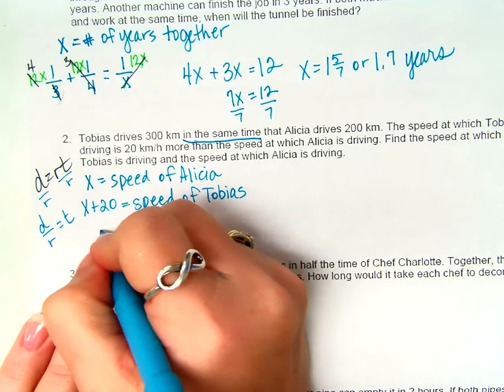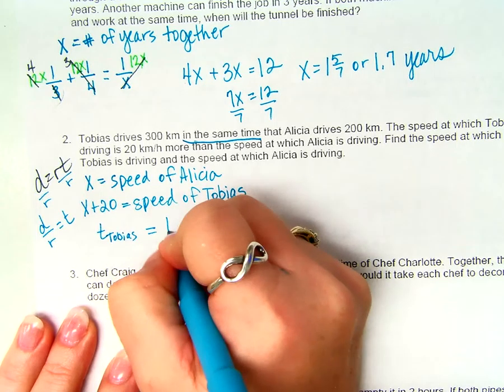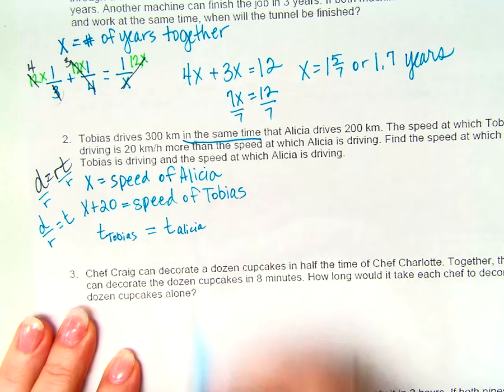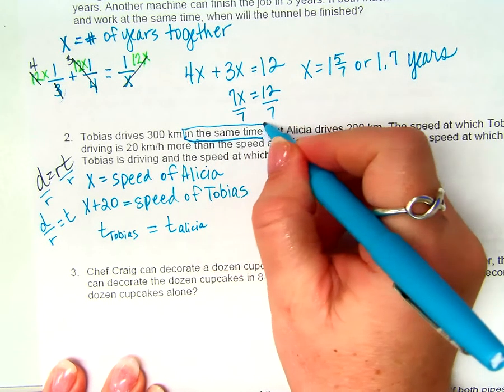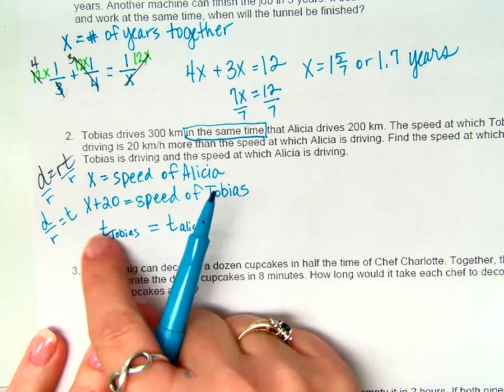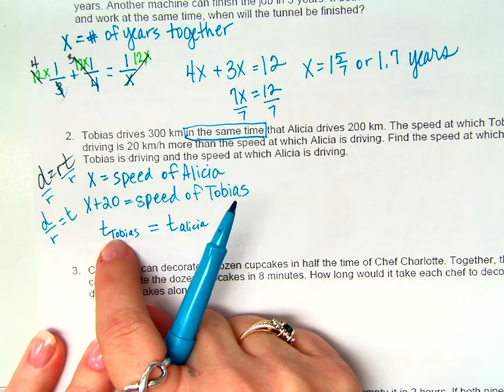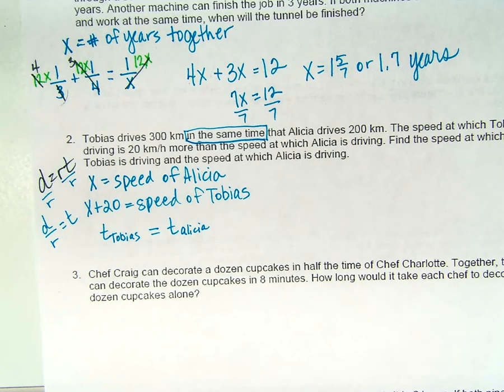Well, do you agree with this, that the time of Tobias equals the time of Alicia? Is that true or not? If they drive in the same amount of time, that's absolutely true. But I know then that the distance over the rate should equal Tobias's time, and the distance over the rate should equal Alicia's time. So all I need to figure out is Tobias's distance and rate, and Alicia's distance and rate. But guess what? Yeah, we already know those things, don't we?